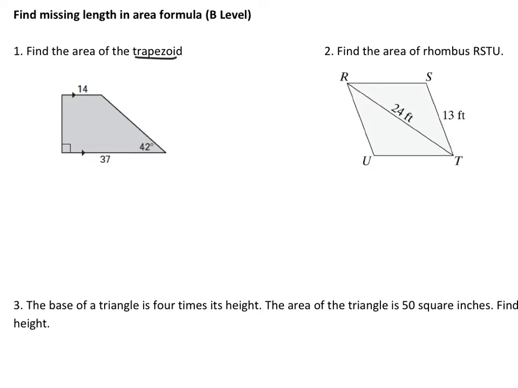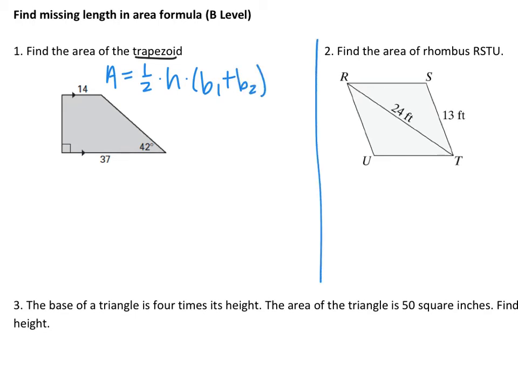So first, we've got a trapezoid here, so let's write down our trapezoid area formula. 1/2 times height times base 1 plus base 2. All right, so I have base 1 and base 2. I just need the height.